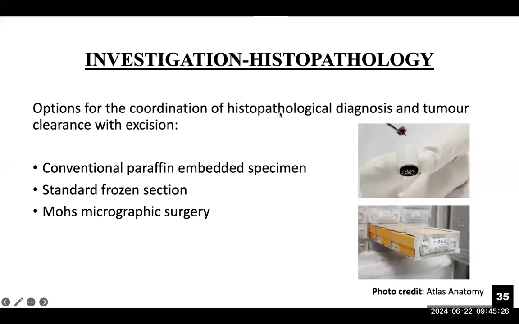Okay, so all right, so we're there. Thank you so much. Okay, so there's the conventional paraffin embedded specimen, the standard frozen section, and the Mohs micrographic surgery. The conventional paraffin embedded specimen involves the use of formalin to fix the tissue before being conveyed to the histopathologist. It's used commonly in our environment because it is cost effective for the patient, but the disadvantage is it takes time before confirmatory results are retrieved.